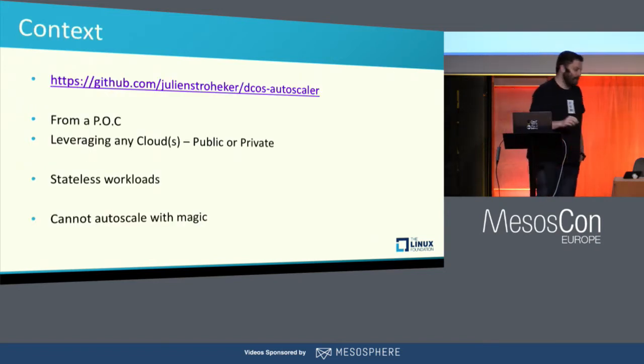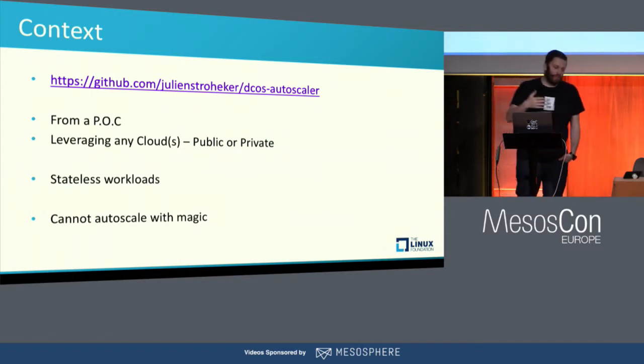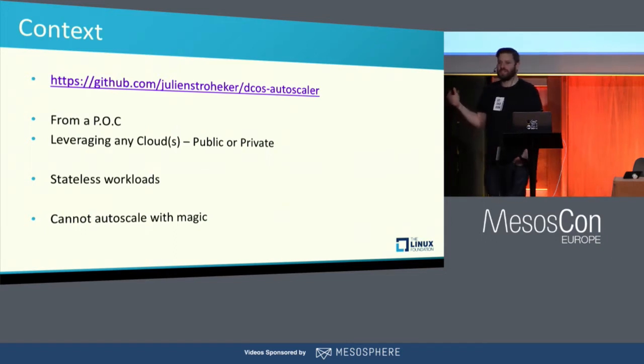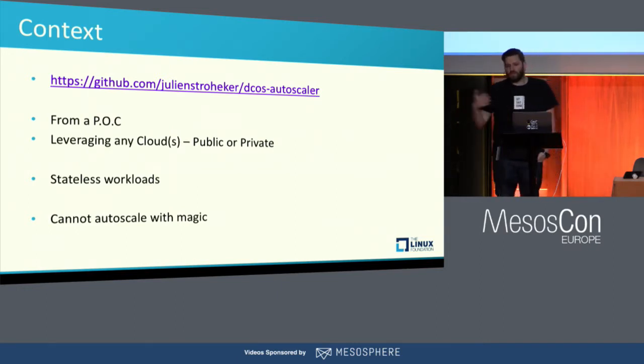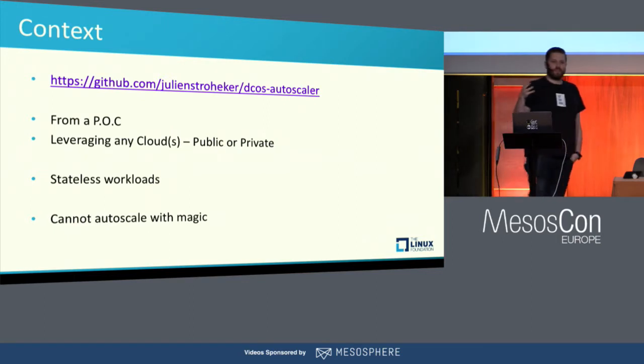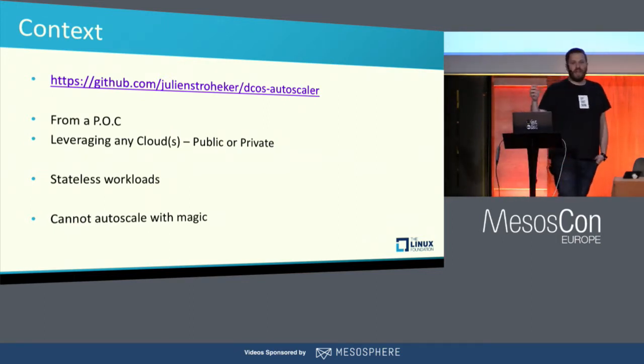A little bit of concept, like I said, because most of my time at Microsoft I'm engaging and doing code with customers and partners. One of them asked me for a way to do auto-scaling on DCOS and on Azure. So the code I'm going to show you is part of that. It's kind of a proof of concept. I cannot share the code of the customer for sure, but I tried to extract that, play with it, and share it to make it open source. So it's from a POC.